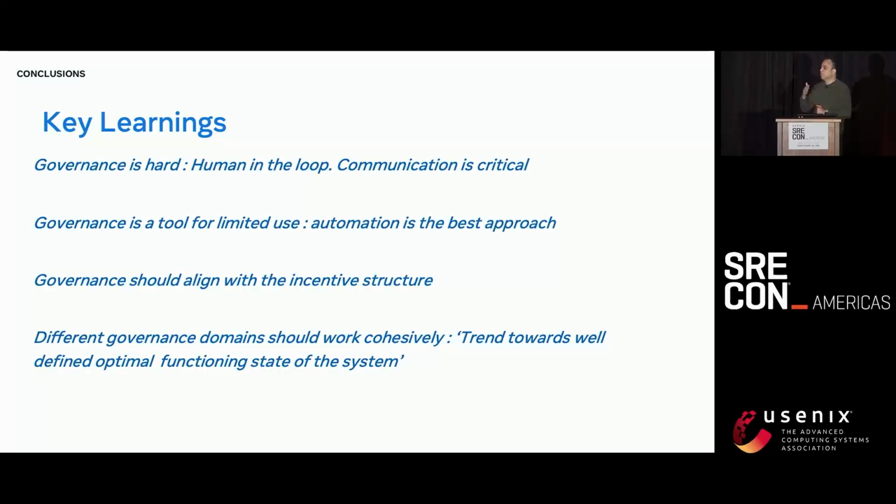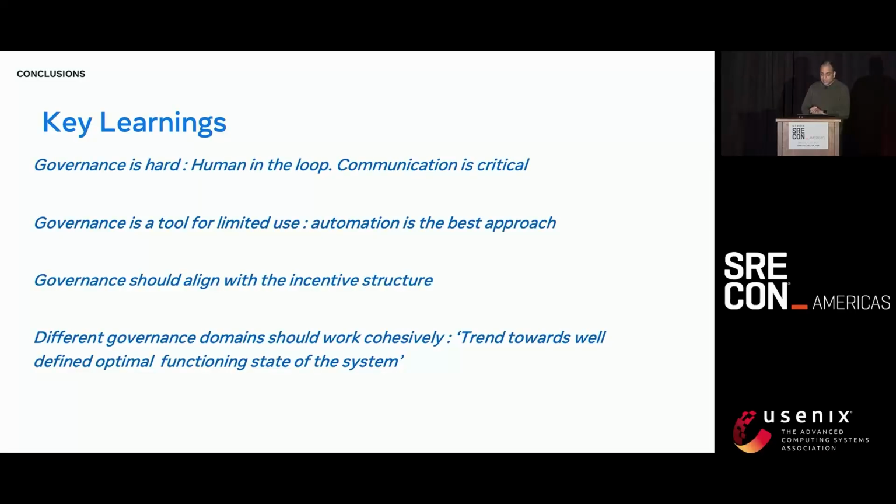We roll out our policies slowly. Governance is a tool for limited use. We don't want to overuse governance. Automation is the best way. And governance that goes along with automation is good governance. So wherever we can automate certain things, we don't use governance. If we can give value add so that what we want to achieve through governance we automatically get through automation, that's a better way.